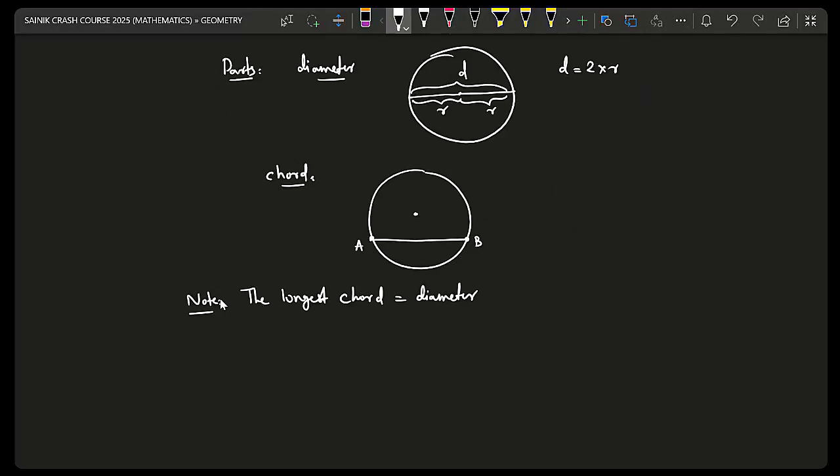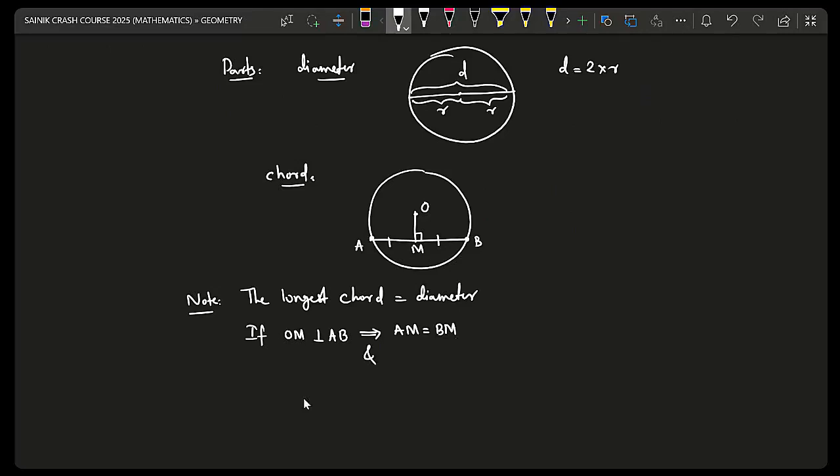And one more important property about chord is, if you drop a perpendicular from the center to the chord, it will always bisect it. Let's say this point is M, then AM is going to be equal to MB. So what is the property? Let us say this is O. If OM is drawn perpendicular to AB, that means a perpendicular is dropped from the center to a chord, then it is going to bisect it.